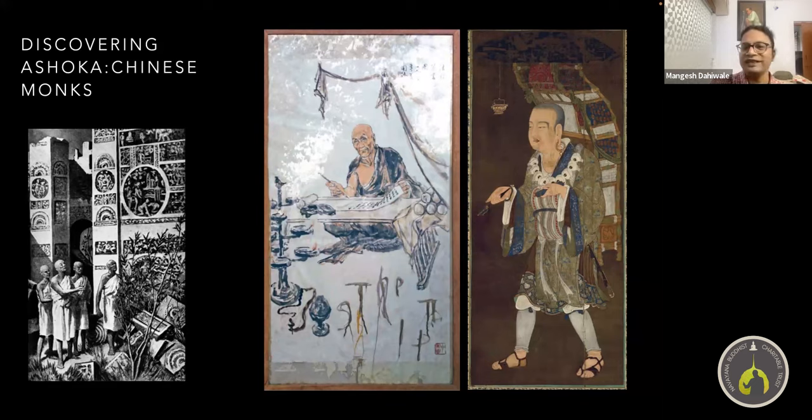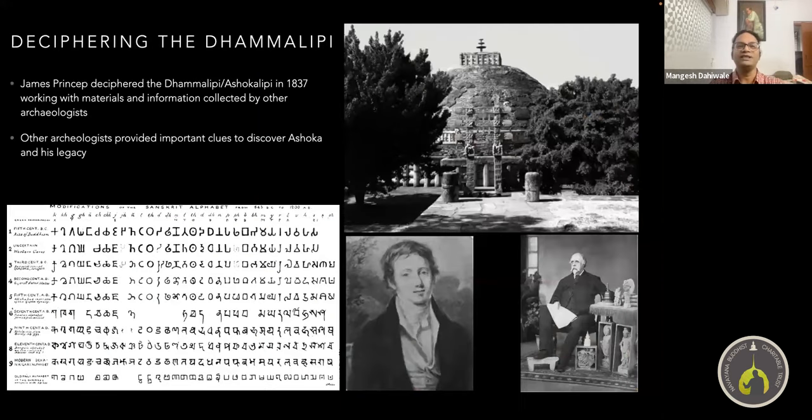So this is just an artistic rendering of Fashian when he visited India. The first is a photograph, the second is that of Fashian, of course an artistic rendering, and the third photo is that of Xuanzang.